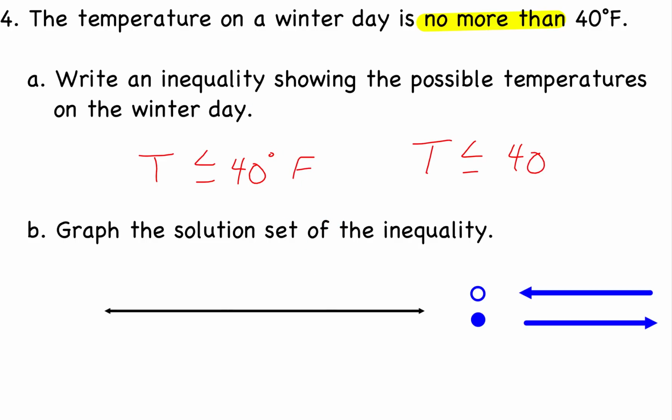Then it says to graph the solution set. Well, 40 is the number that we want on our number line, so I need to put the number 40 in here. And we want all the values that are less than or equal to 40, so that means it's a solid dot. And the ones that are less than go to the left, so we're going to have all the stuff to the left of 40 degrees. So the temperature is no more than 40. It can go up to 40, it can end at 40, it includes 40, but no more than that.